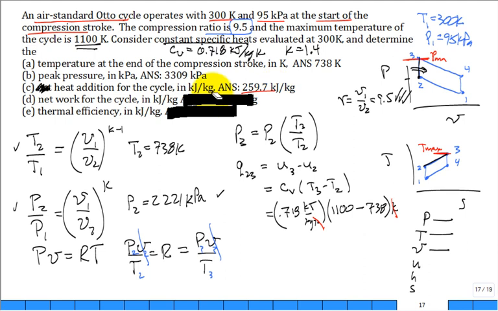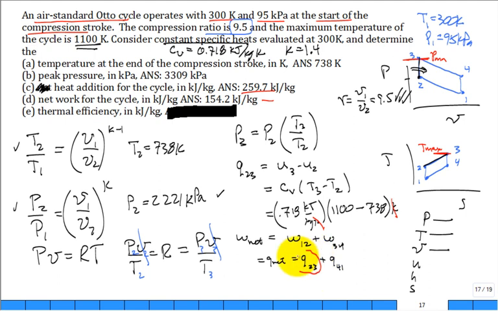What is the net work? How do we calculate that? There's two ways to calculate work net. You can calculate it by calculating the work 1 to 2, adding the work 2 to 3. Not 2 to 3, 3 to 4. True? Or you could also say work net is equal to Q net, and Q net's Q 2 to 3 in plus a negative Q 4 to 1. And so both of these work.